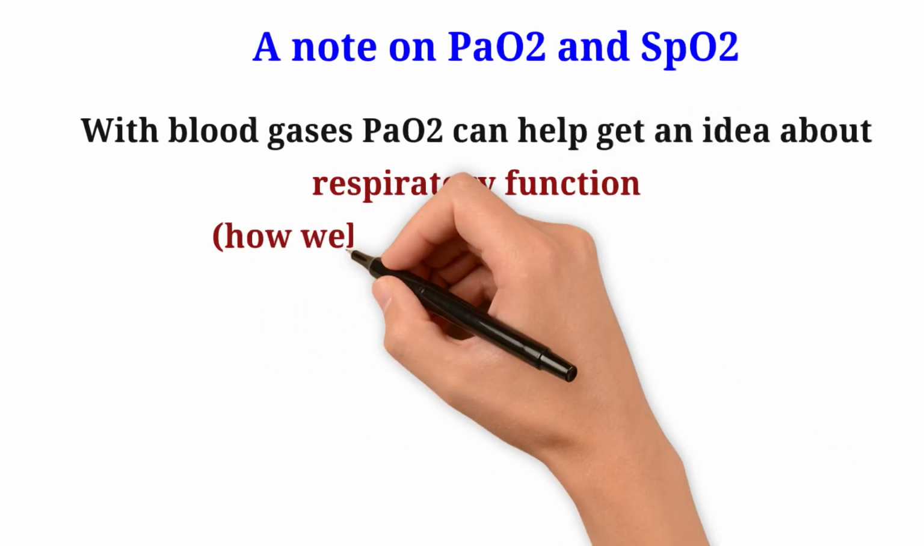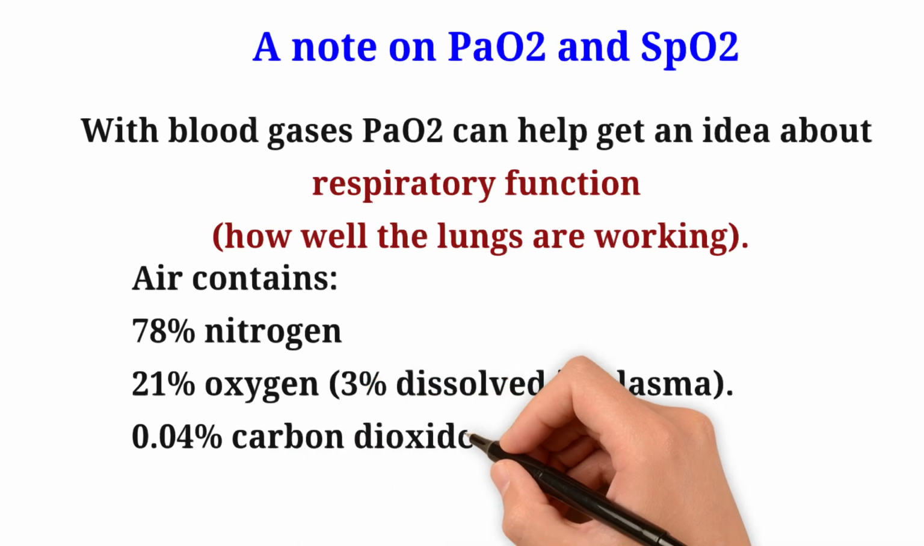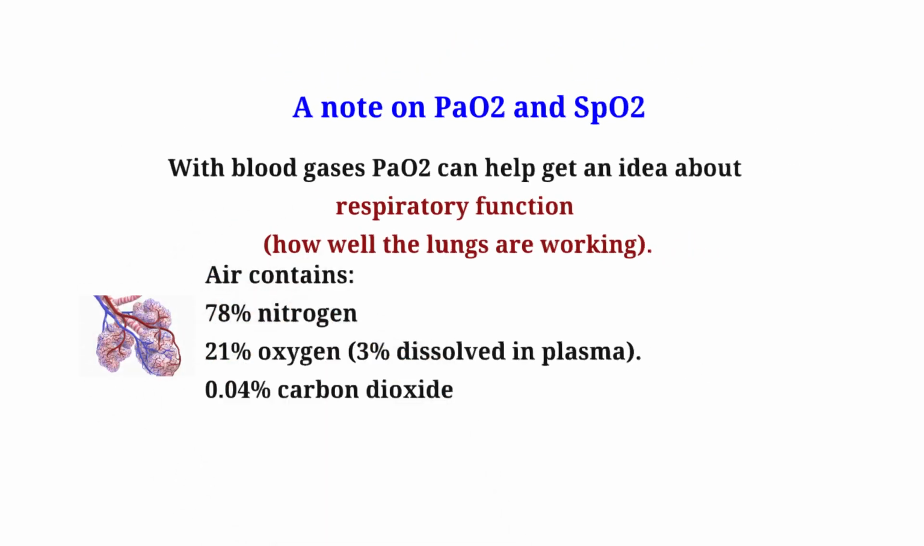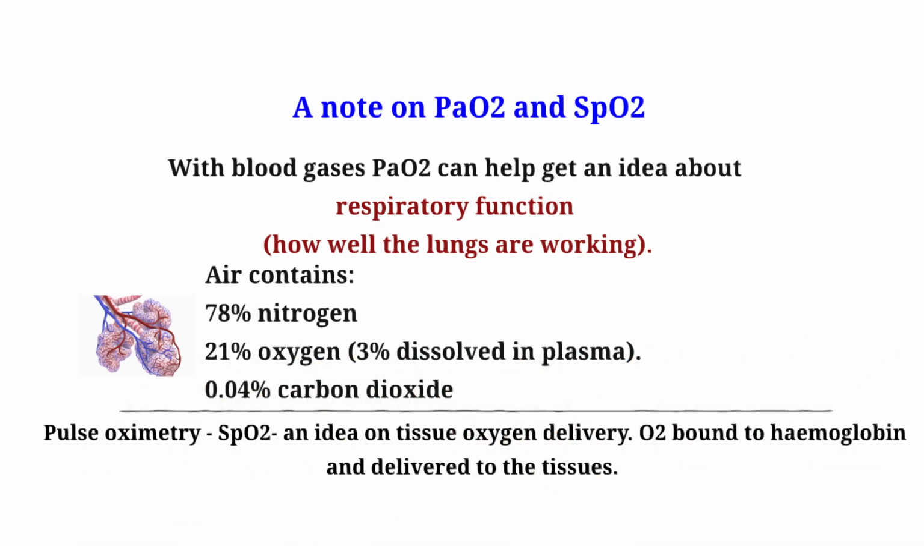Now, a note on the PaO2 and the SpO2. With blood gases, the PaO2 can help get an idea about the respiratory function. How well are the lungs working? And remember, there's 21% oxygen in the air and 3% of that is dissolved in the plasma. Now, of that partial pressure of oxygen, that enables the oxygen to diffuse across the alveolar membrane and then into the bloodstream, where 3% is dissolved in the plasma and the 97% is bound to hemoglobin and then delivered to the cells at the peripheries. So pulse oximetry gives us an idea on the tissue oxygen delivery.